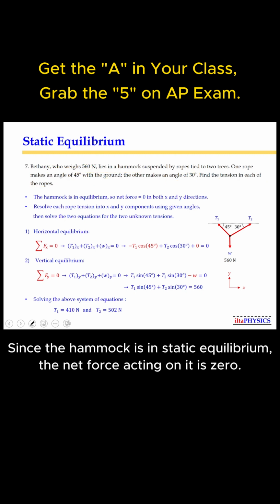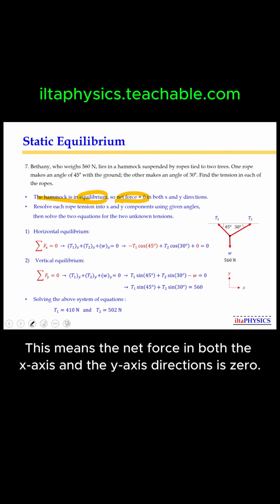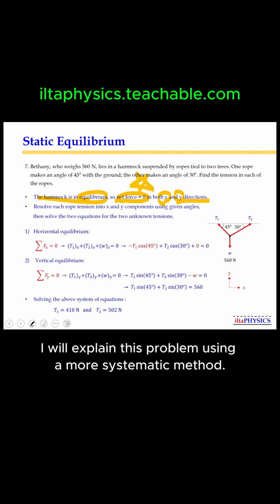Since the hammock is in static equilibrium, the net force acting on it is zero. This means the net force in both the x-axis and the y-axis directions is zero. I will explain this problem using a more systematic method.